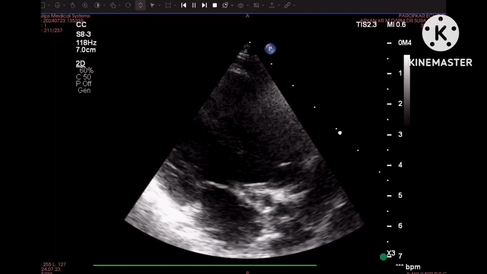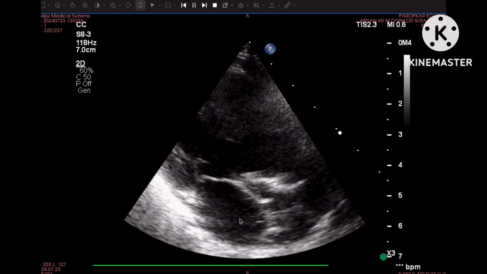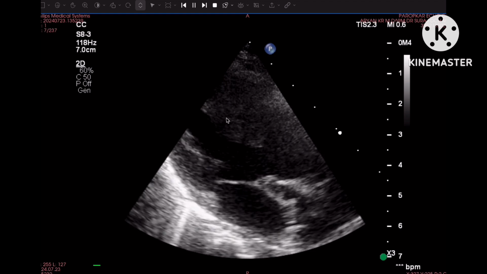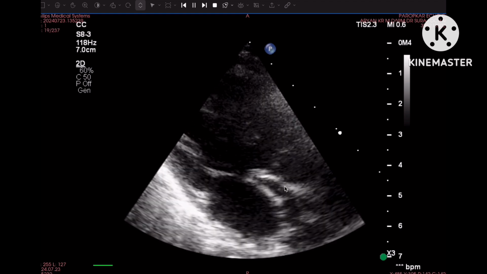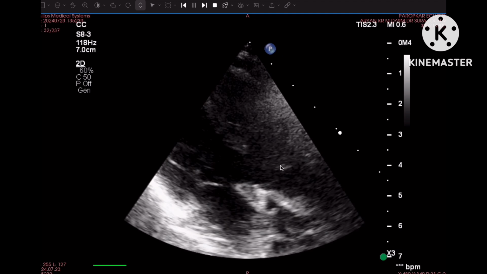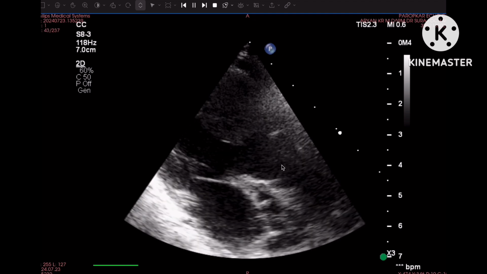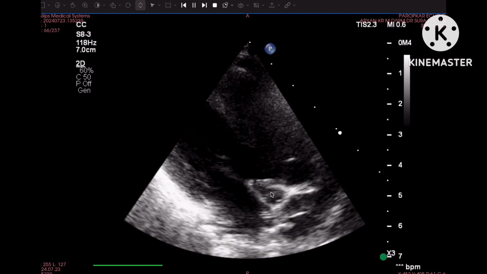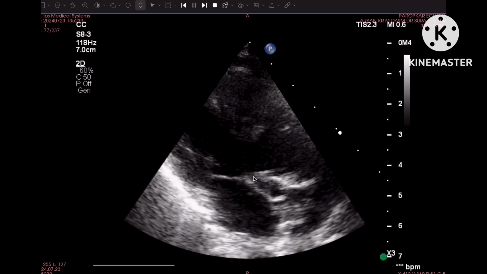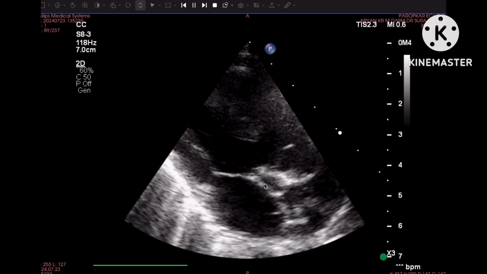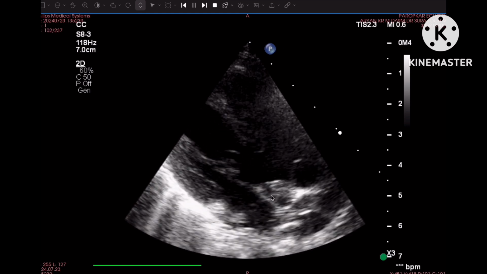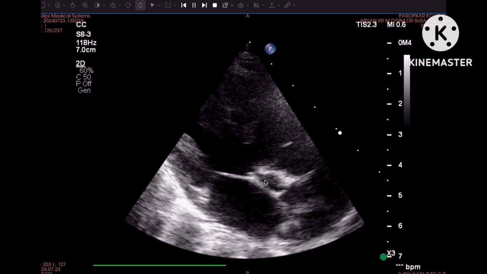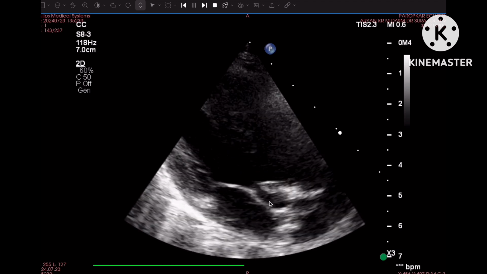D-transposition of great arteries. In this image, this is the left atrium, this is the left ventricle, this is the right ventricle, this is the interventricular septum, this is the pulmonary artery, and this is the aorta. The aorta is big and the valve is normal, and the pulmonary artery is very small in size. Valves are hypoplastic, and you can see the subpulmonary portion is quite narrow. That means infundibular stenosis. So ultimately, significant subvalvular and valvular stenosis is here.